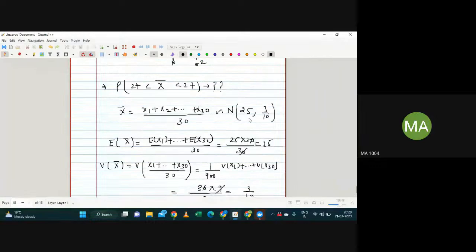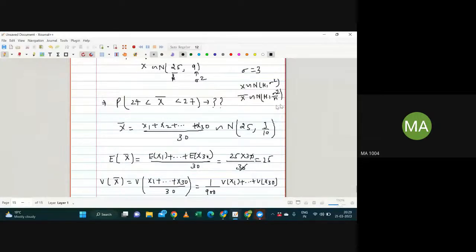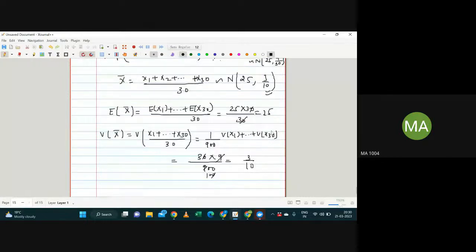See, it's a simple thing. If x follows normal mu comma sigma square, then x bar is normal mu comma sigma square by n. It's direct, right? So it's normal with mu 25 and sigma square by n equal to 9 by 30. These things we have computed separately. 9 by 30 is the variance, that means 3 by 10, right? Yes, sir. It is clear. Clear for everyone?